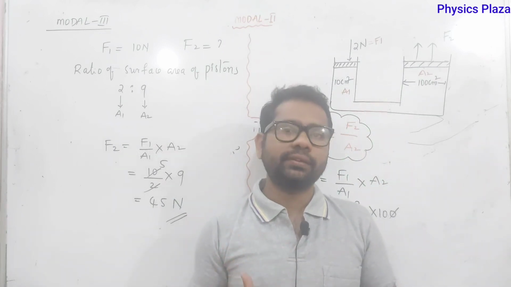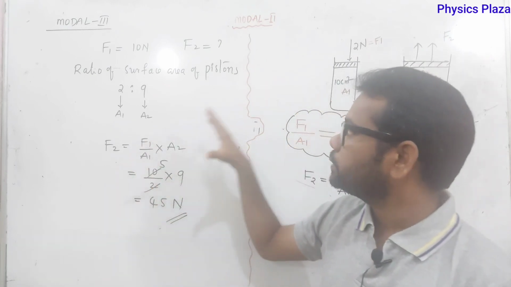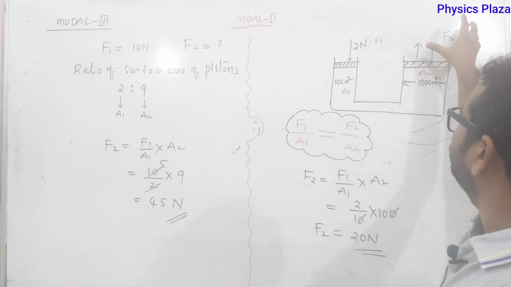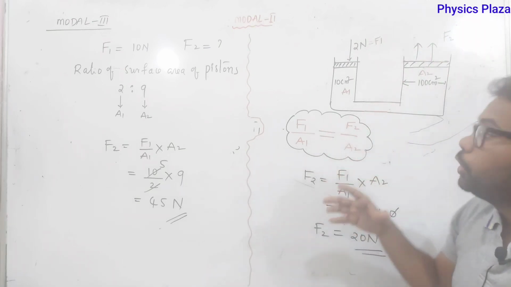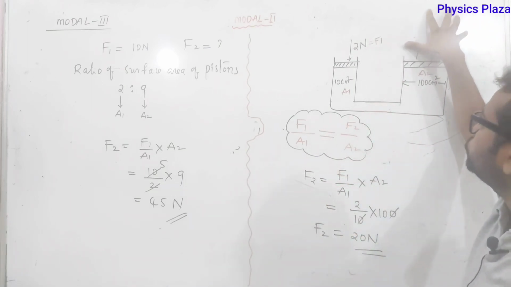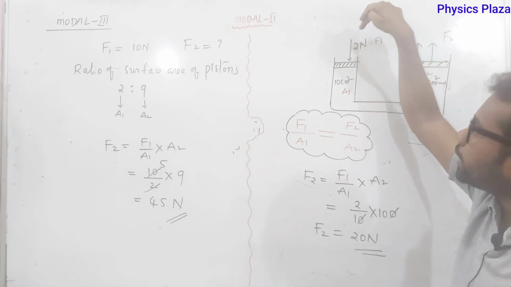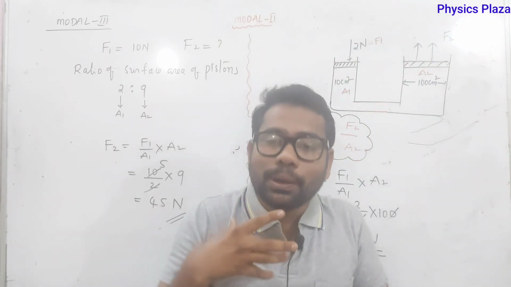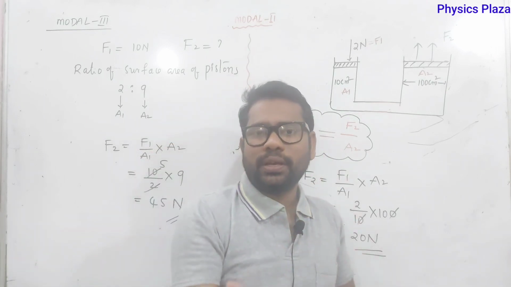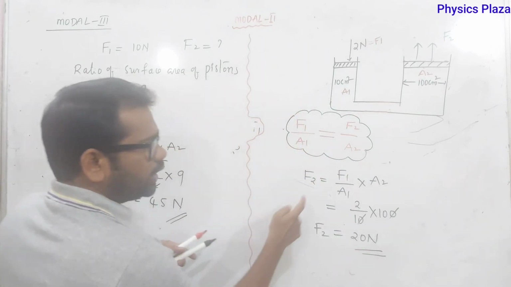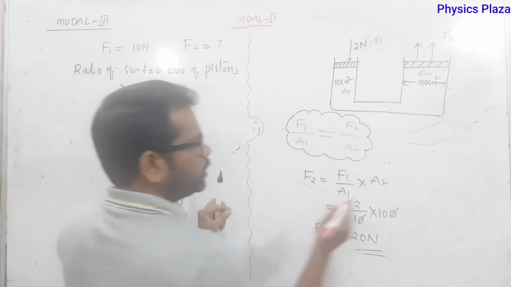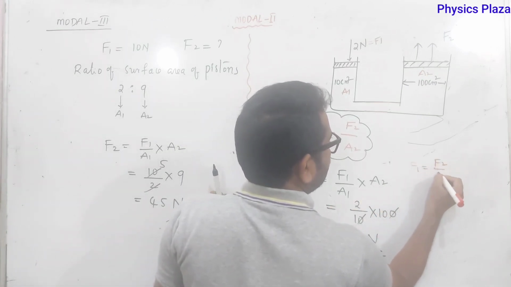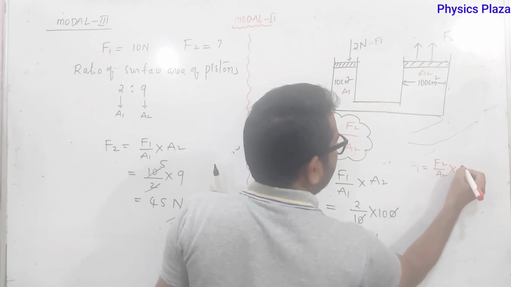In most cases surface areas will be given and they will ask us to calculate F2. Sometimes, to support this much huge force, how much force must be applied on the smaller piston? Yes, they may ask F1 also. It is not compulsory that F2 must always be asked. If they ask F1, let us modify this formula. F1 is equal to F2 by A2 into A1.